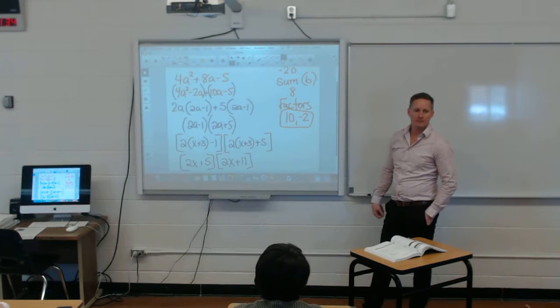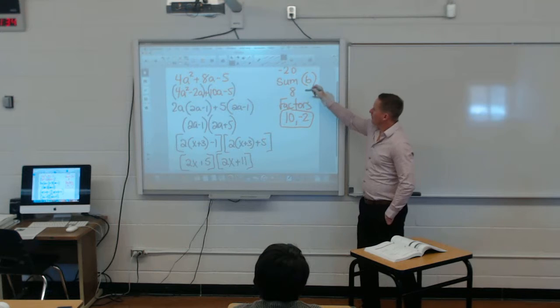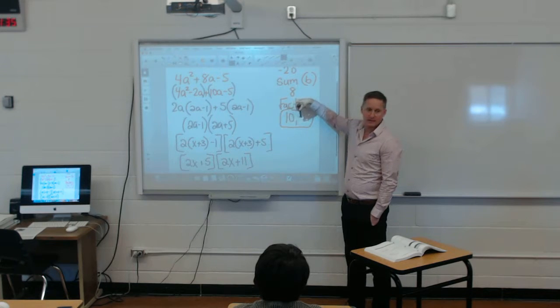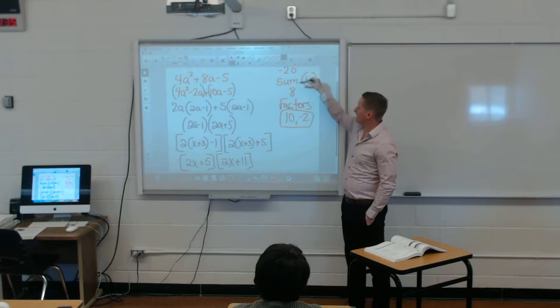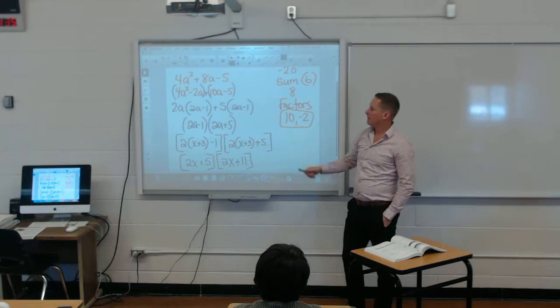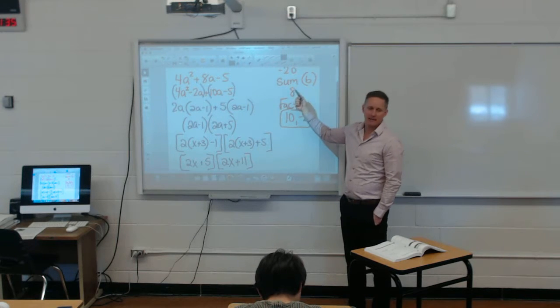Can you explain how come we know its factor is 10, right? What do I multiply to get to 20? Or 10 times negative 2. Because it has to give me something that adds to 8. It has to be the factors of negative 20 that add to give me 8.